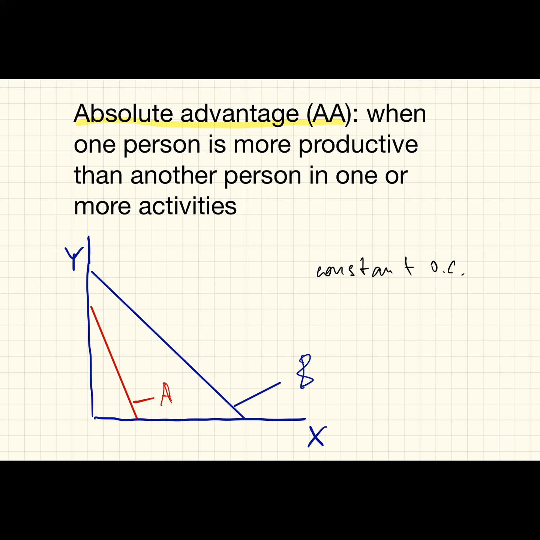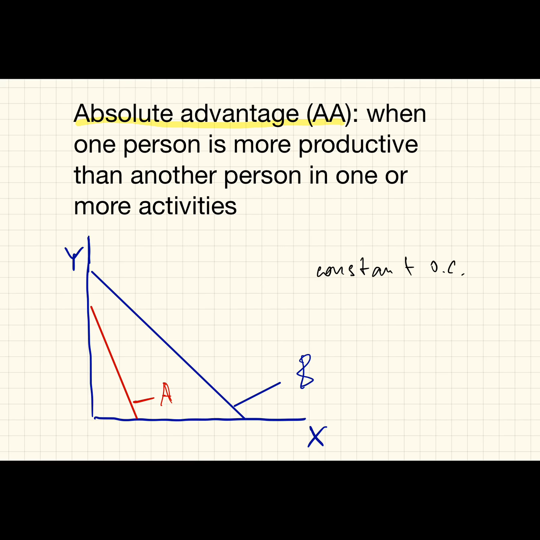So we're going to talk about two people who can benefit from specializing and trading. Each person is dealing with the production possibility frontier. So person A has this PPF, person B has this PPF. As these PPFs are linear, it means we're dealing with constant opportunity costs, which makes our life easier. And there are two things that characterize people's PPFs.